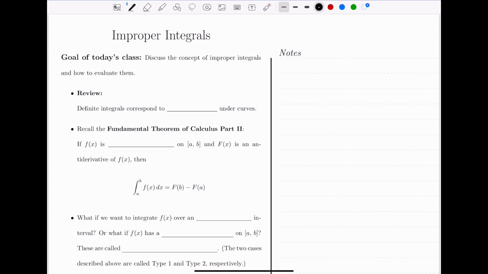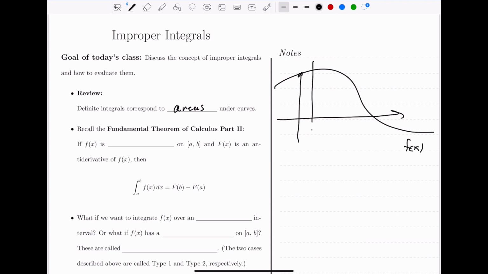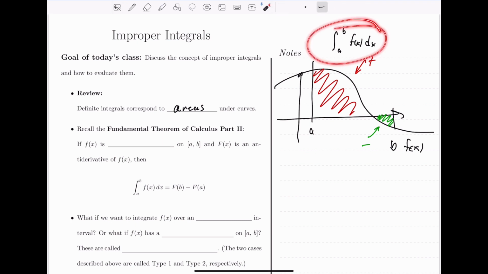Let's review a little bit about integrals. Definite integrals are an important concept in calculus, and they correspond to areas under curves. So if we draw out a generic example here, let's just imagine some random looking function f of x, and let's say we take the area from a to b. The definite integral from a to b of this function f of x is just the area between the curve and the x-axis. So this would be some area that would be a positive area, and then we have some area down here that would be a negative area, and the definite integral takes both of these areas into account. So big concept in calculus, definite integrals correspond to areas under curves.